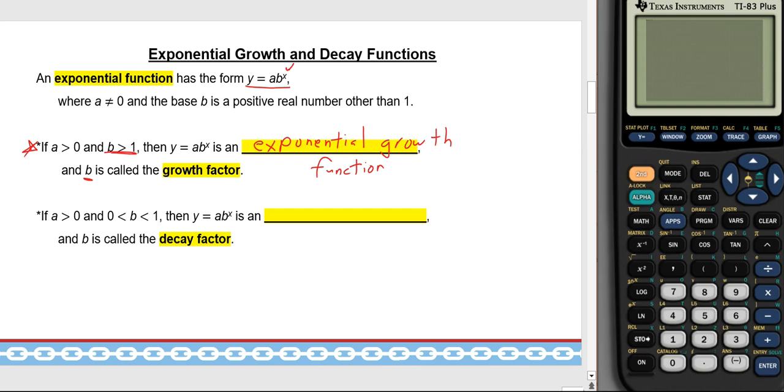If you have exponential growth and your b value is greater than 1, then that b value is called a growth factor. For our second case, our a value has to be greater than 0 and our b value is between 0 and 1. Then we get what is called an exponential decay function.